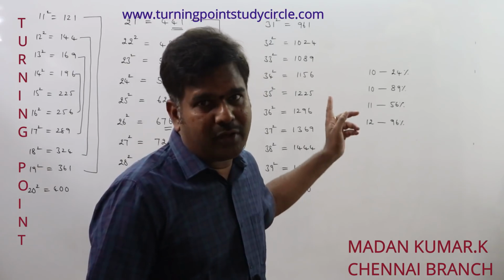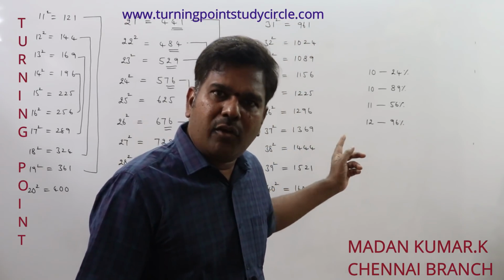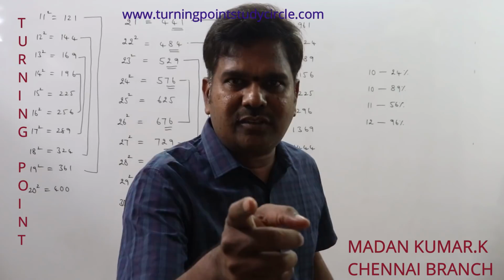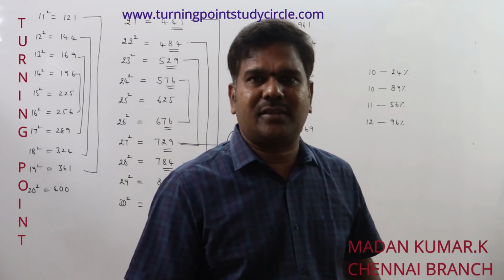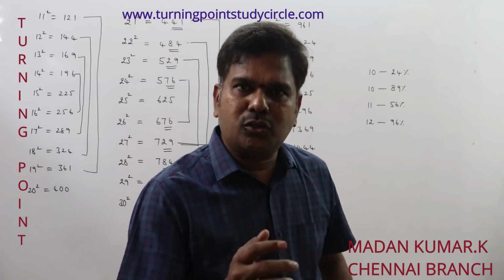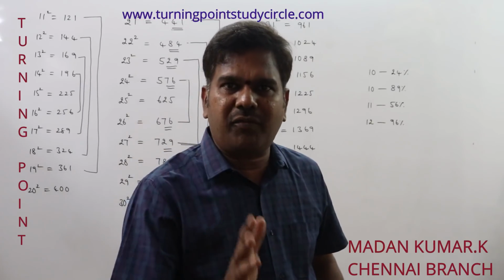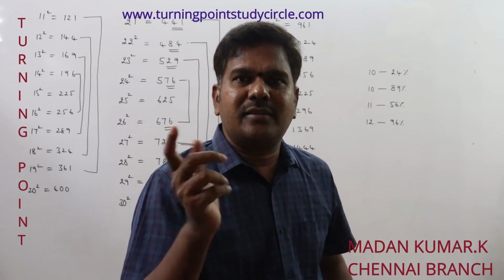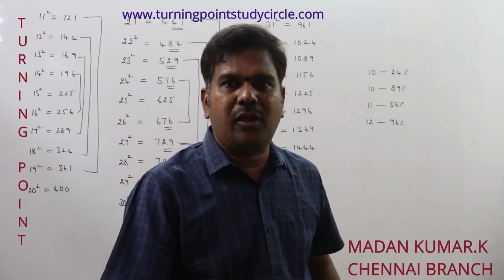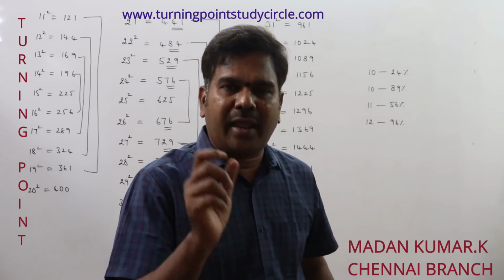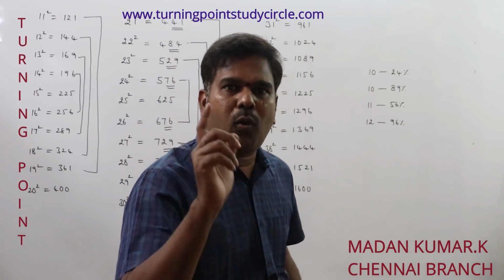Last 2 digits will be the same for 21 to 30 squares. 22 square 484, 28 square 784, 23 square 529, 27 square 729, which is also 9 cube. 24 square 576, 26 square 676, 25 square 625. 15 square 225, 35 square 1225, 45 square 4 into 5, 2025. 55 square 5 into 6, 3025. 65 square 6 into 7, 4225. 75 square 7 into 8, 5625. 85 square 8 into 9, 7225. 95 square 9 into 10, 9025. 105 square 10 into 11, 11025.